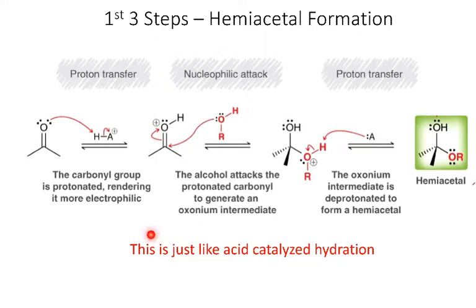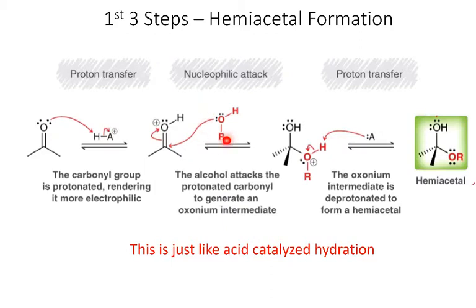And this is exactly the same as the mechanism that we had for acid catalyzed hydration. We start with a proton transfer. We then have nucleophilic addition. We end up with this charged species, and so we need another proton transfer to give us our neutral intermediate in this case. I guess I don't want to call it a product because it's not our stopping point.